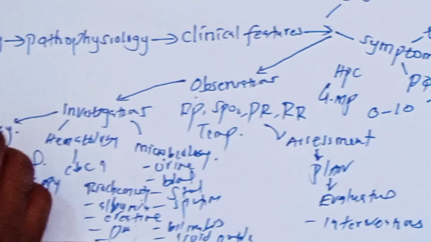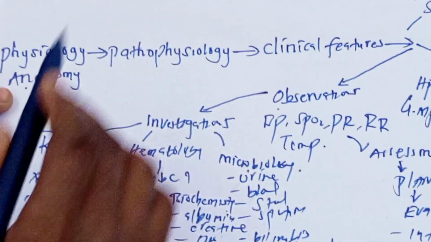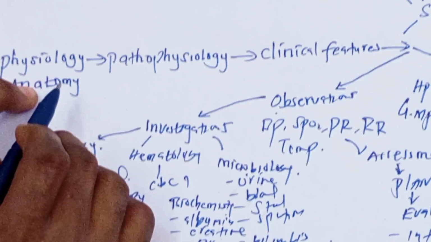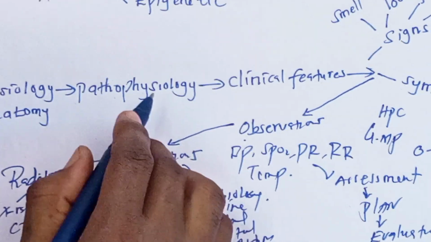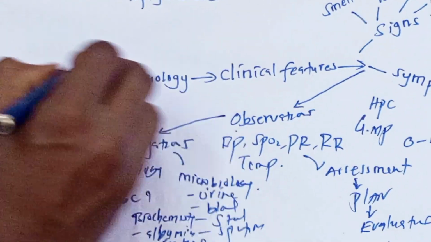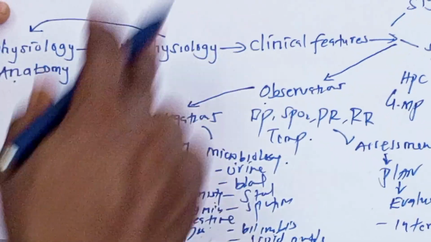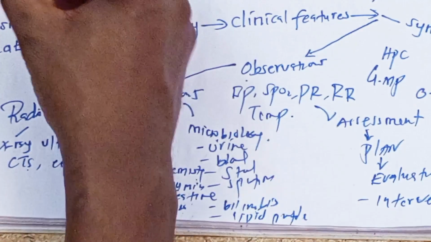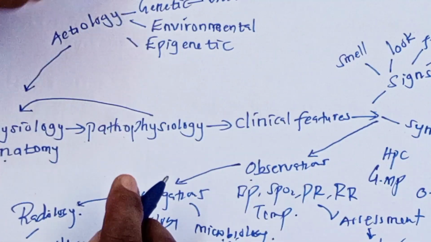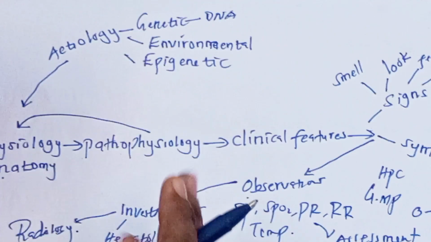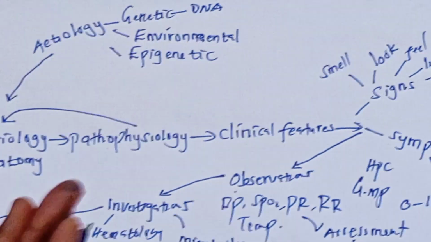So for us to diagnose a disease, we must be well conversant with physiology. We must study the normal functioning of the body. Then we must know the structure of the body, both internal and external. So pathophysiology is the abnormal functioning of the body. So for us to know the nature cause of a disease, we must study etiology. That is, a disease can be caused by either genetic disorder, environmental disorder, or epigenetic disorders.